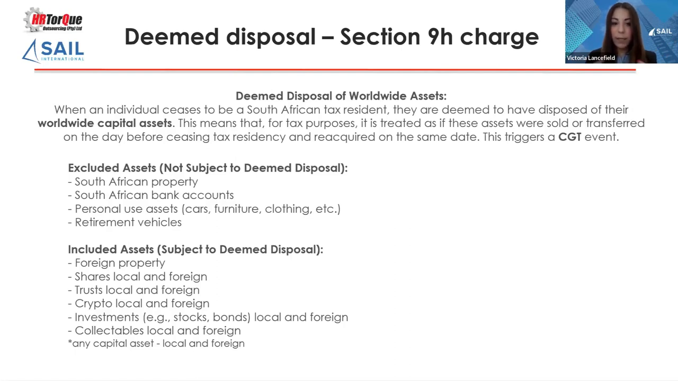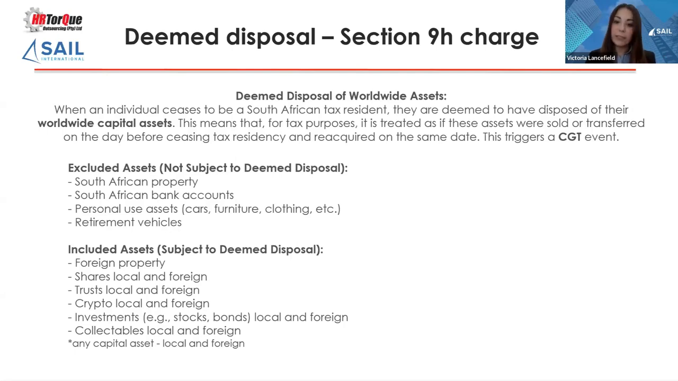Now, it seems quite daunting, and it can be. However, not everything is included. Excluded assets are South African property. Again, when you actually dispose of your property in South Africa, that is when the capital gains event will happen, and it will be taxed in South Africa. Also excluded are South African bank accounts, personal use assets like cars, furniture and clothing, and retirement vehicles, which is important. They did try at one point to bring that in, but luckily it did not go through.